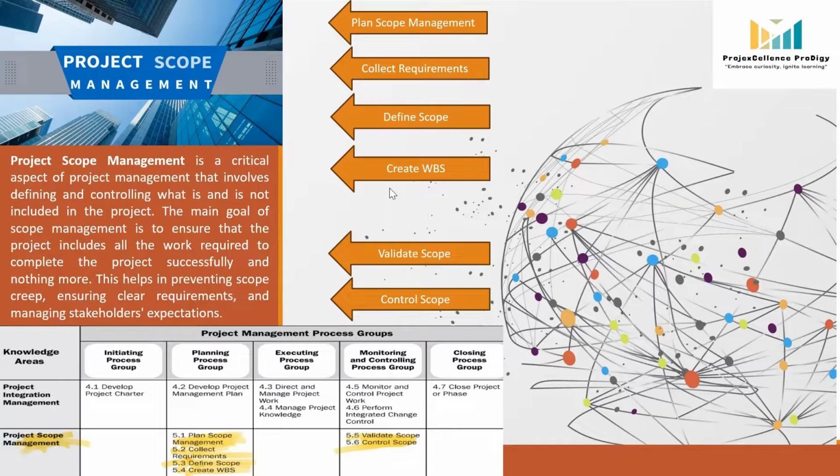Validate scope. This is the process of formalizing acceptance of the completed project deliverables. Control scope process. Monitoring the status of the project scope and managing changes to the scope baseline if required.